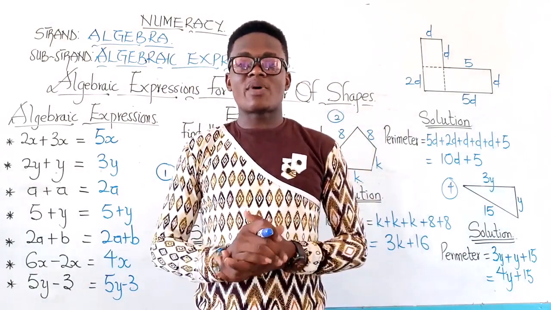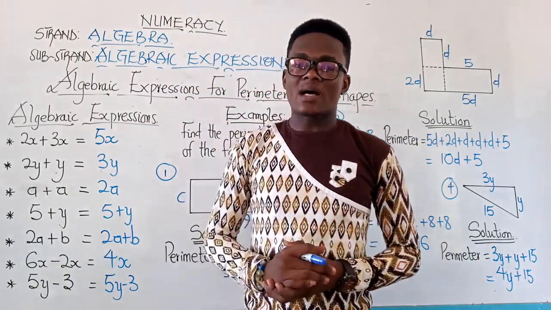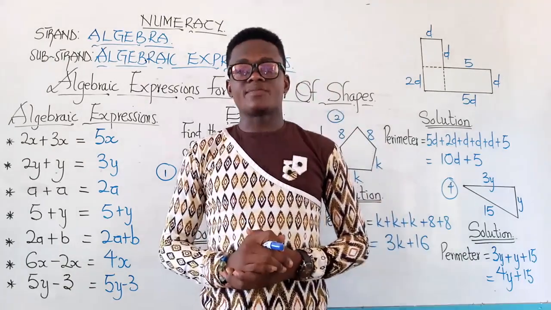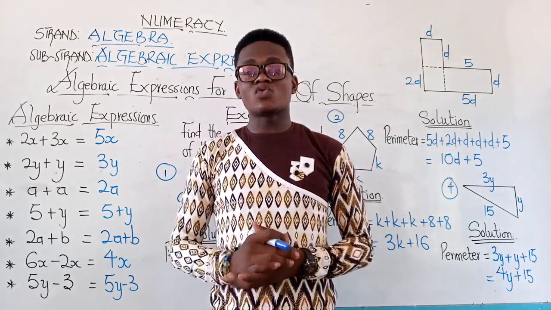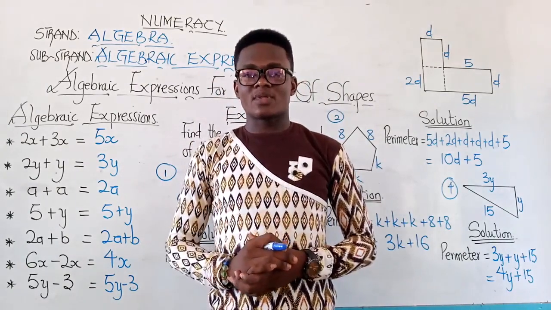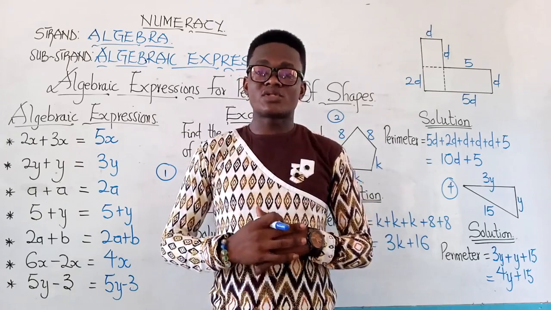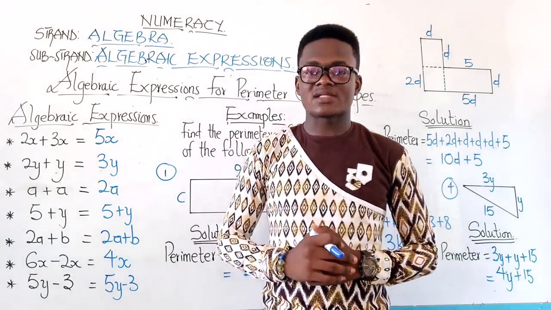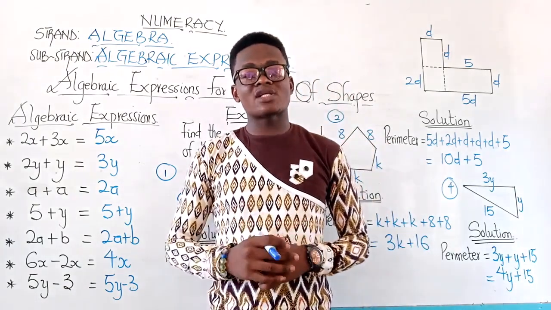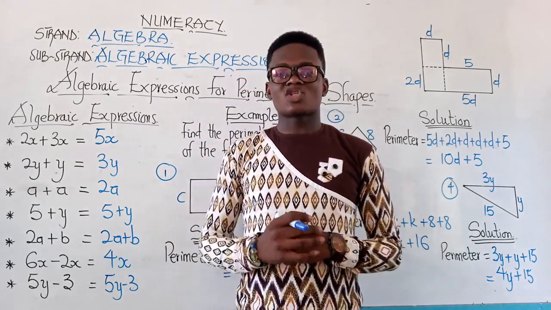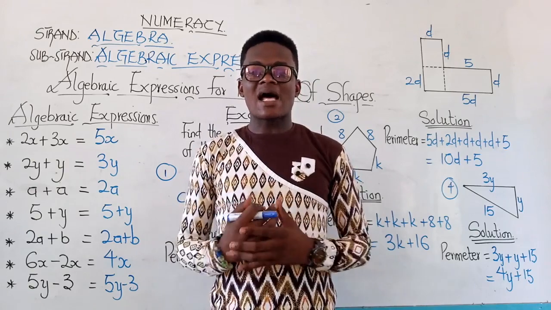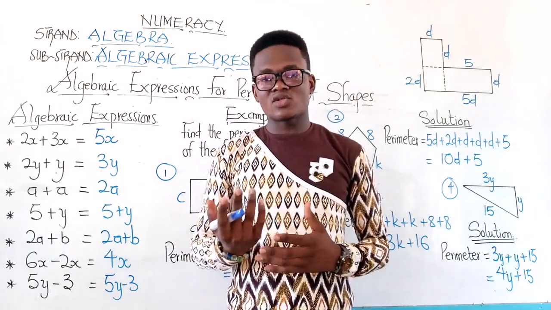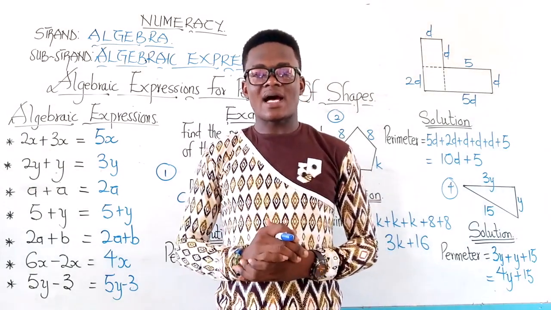Now when we talk about perimeter, it simply means the path or the distance around a two-dimensional shape. The distance or path around a two-dimensional shape. I believe you are clear with it. Now, a two-dimensional shape is a flat plane figure or shape that has two dimensions, and these two dimensions are length and width.